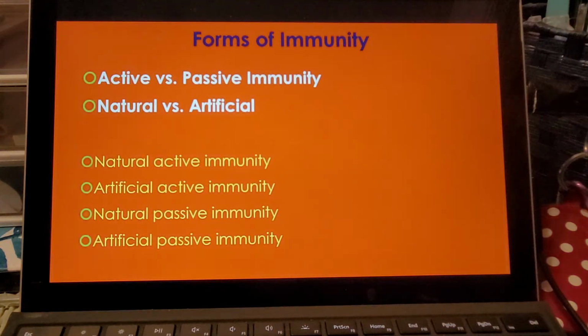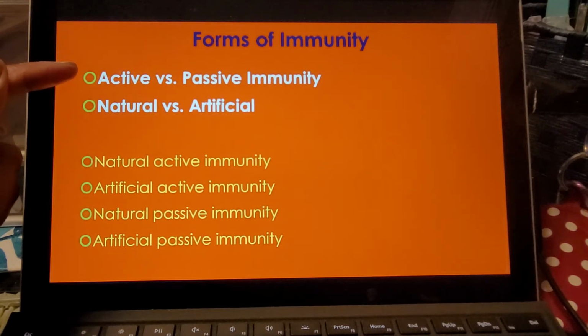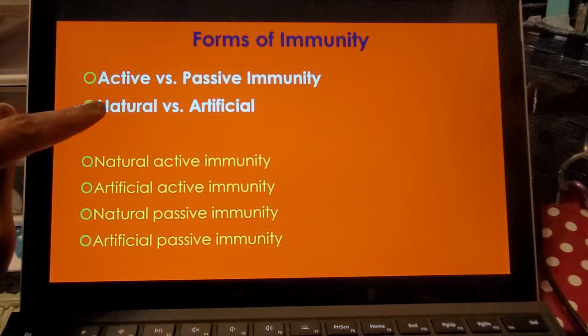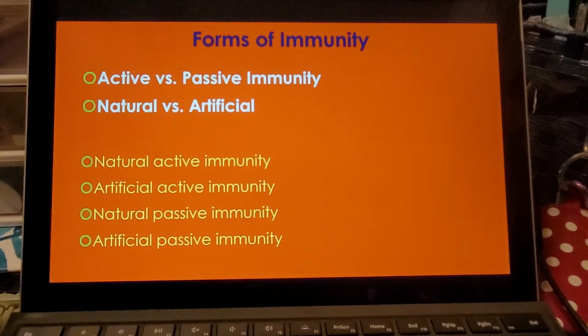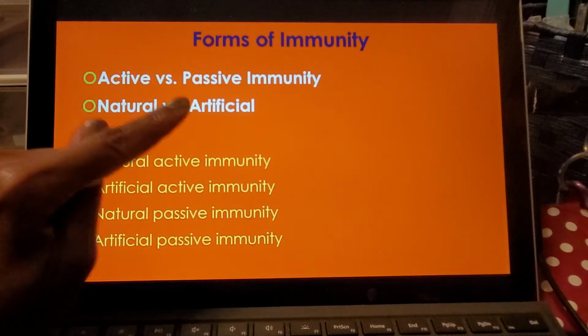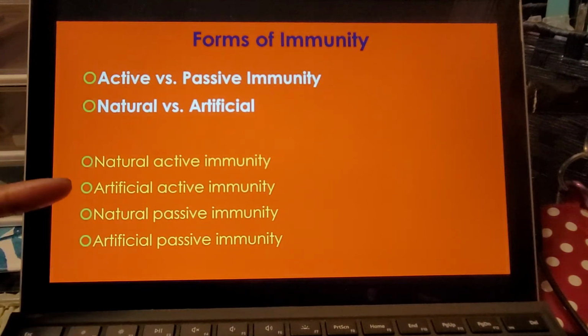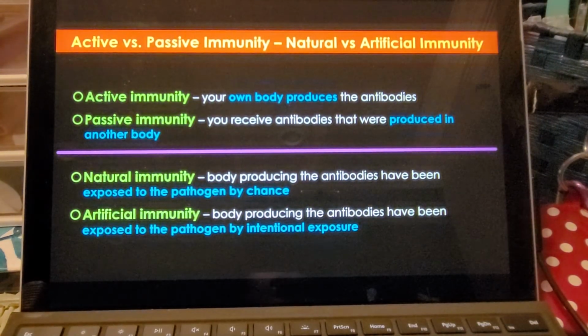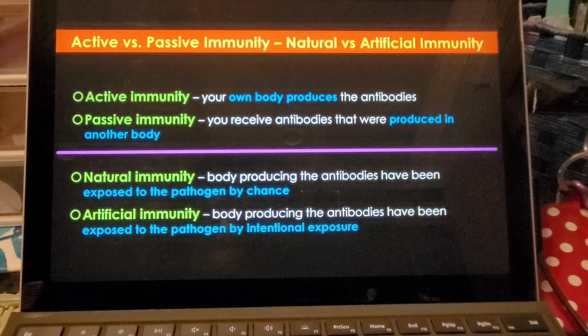Okay, so with our immunity, we do build it up, and there's different forms of them. So it's either an active or a passive form, and your defense is produced either naturally or artificially. So this ends up with 4 different types: natural active, natural passive, artificial active, artificial passive. So we have our 4 different types here. So let's first look at active versus passive immunity, and then natural versus artificial immunity.